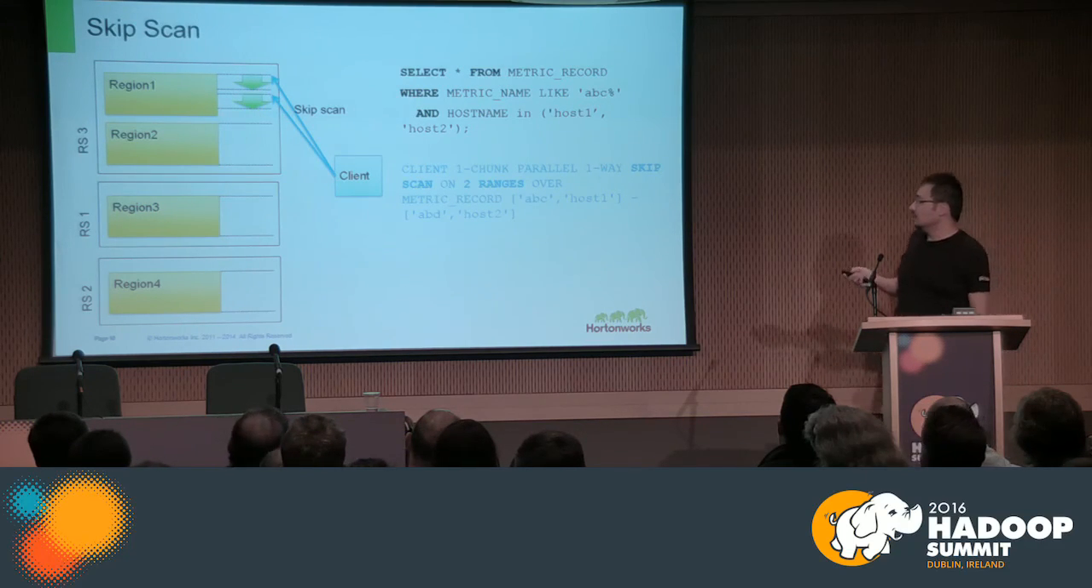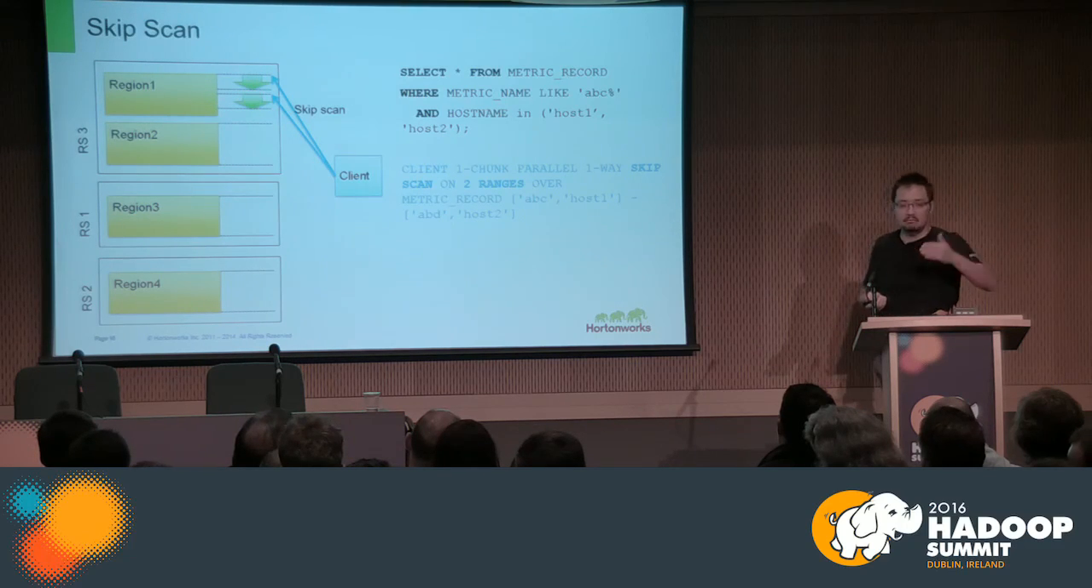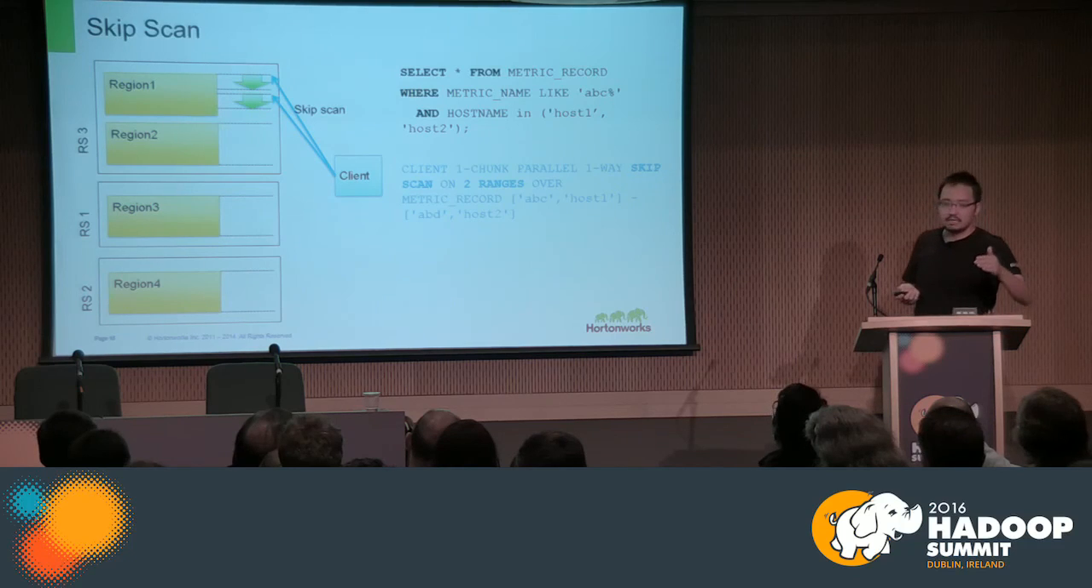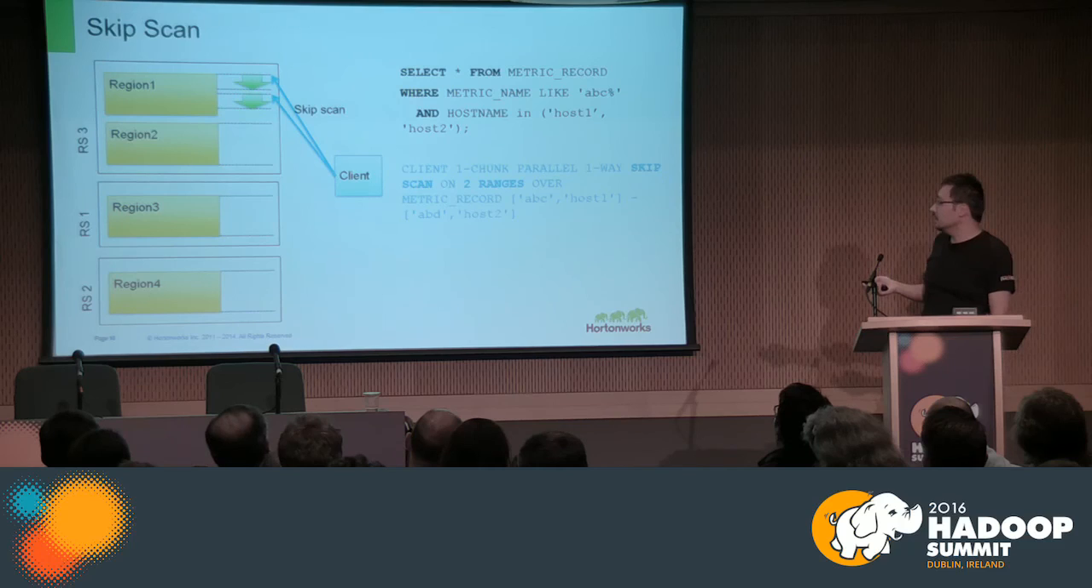So instead of doing a full table scan and applying the filter one by one over the rows that don't even match the scan, Phoenix will instead do what's called a skip scan.